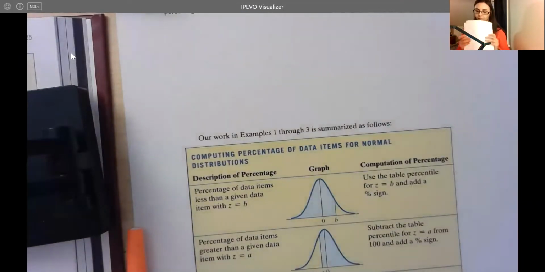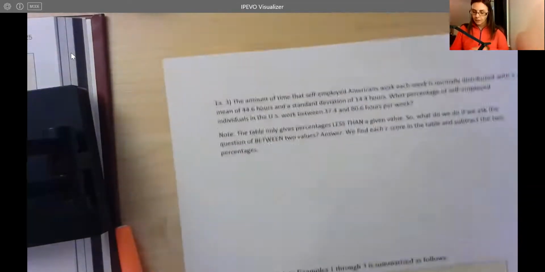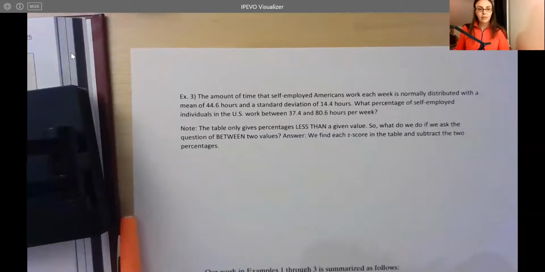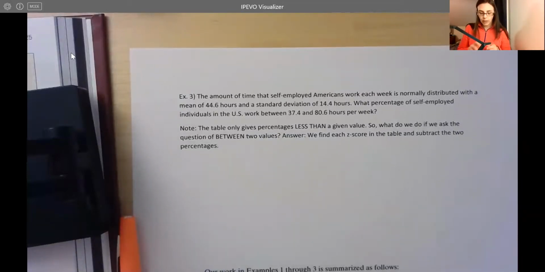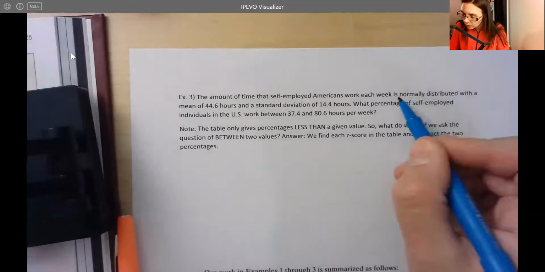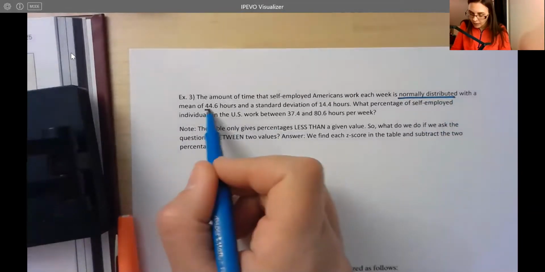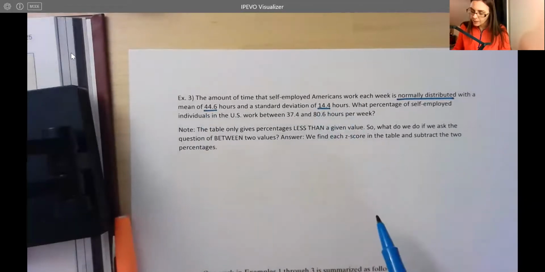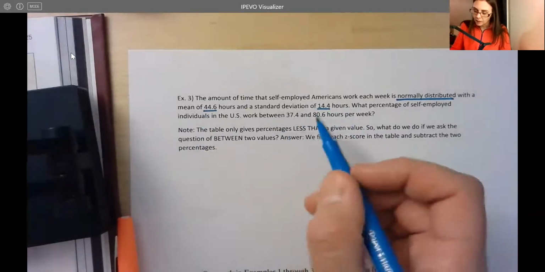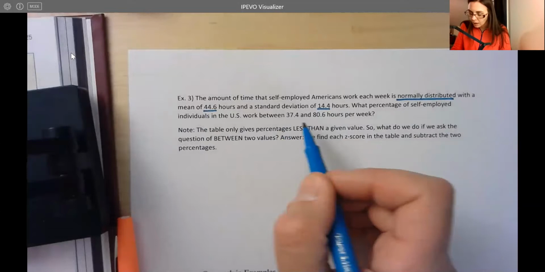And let's do one last example. This one says the amount of time that self-employed Americans work each week is normally distributed with a mean of 44.6 hours and a standard deviation of 14.4 hours. What percentage of self-employed individuals work between 37.4 and 80.6 hours per week?